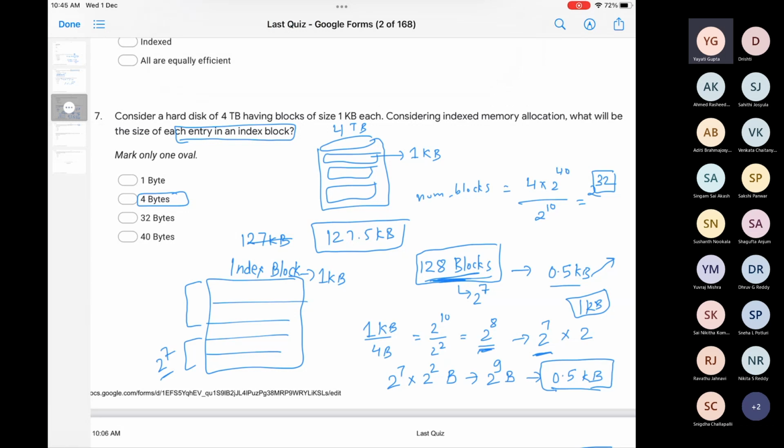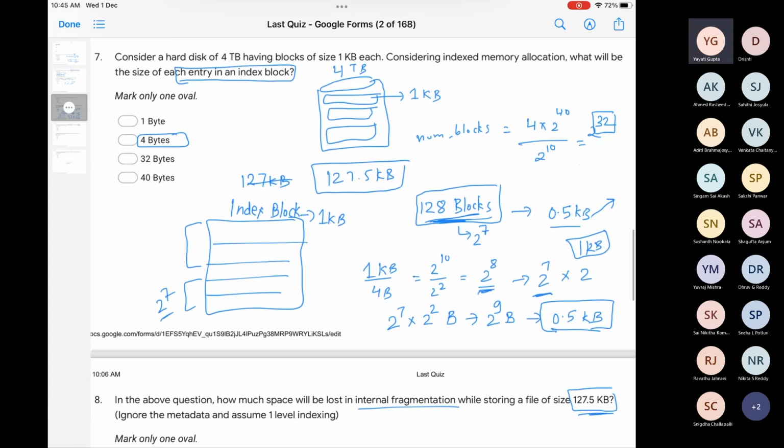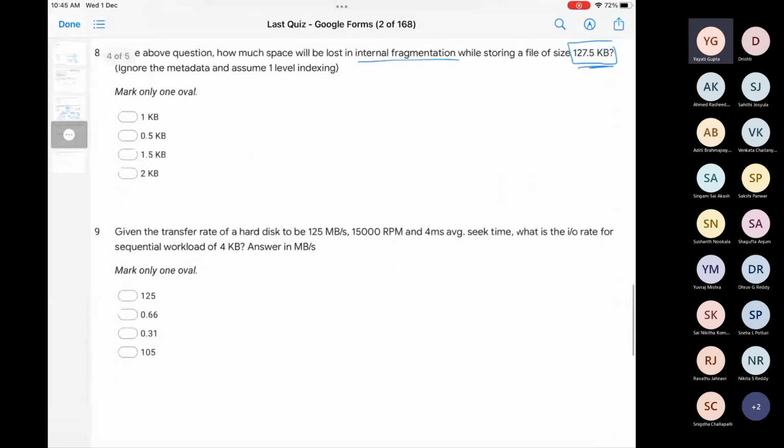So feel free to unmute yourself and speak, or you can type your query in the chat window. All right, let's move forward.